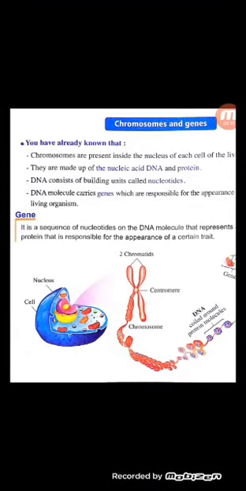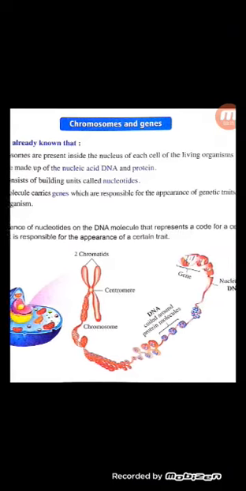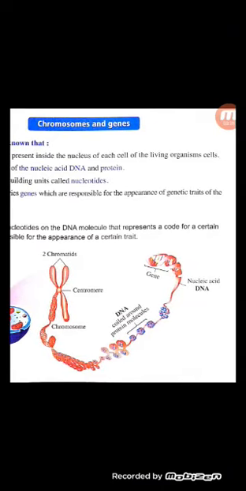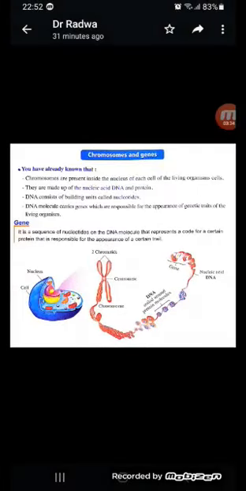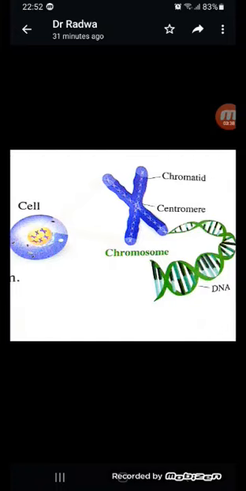The gene is a sequence of nucleotides of the DNA molecule that represents a code for a certain protein that is responsible for the appearance of a certain trait. Now, what is the difference between chromosome and chromatid?